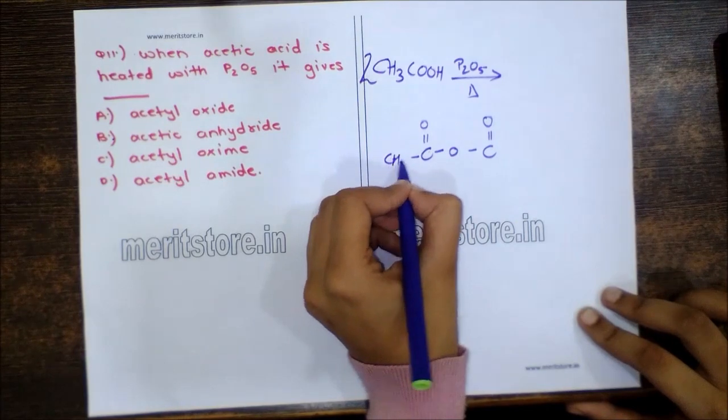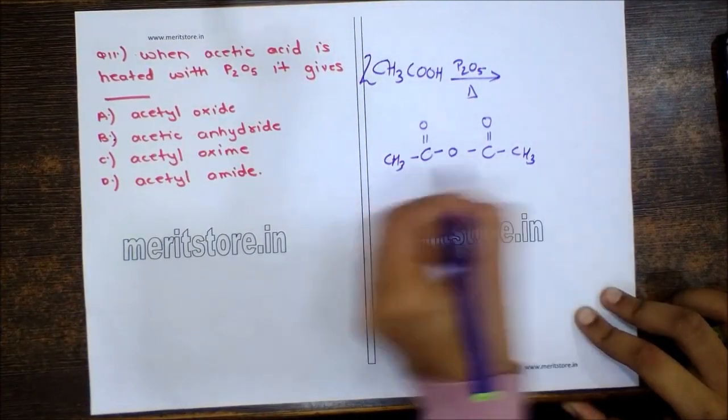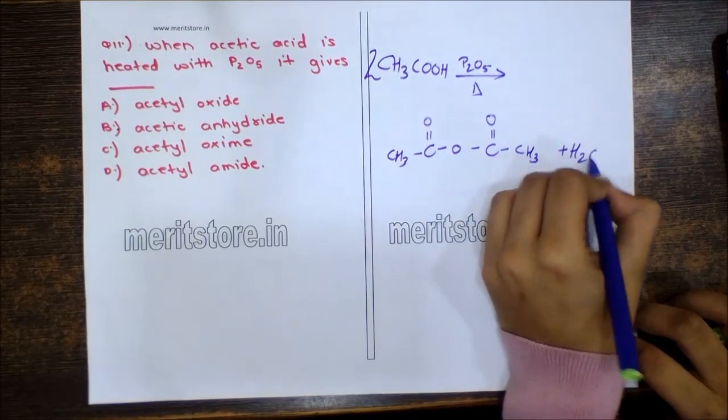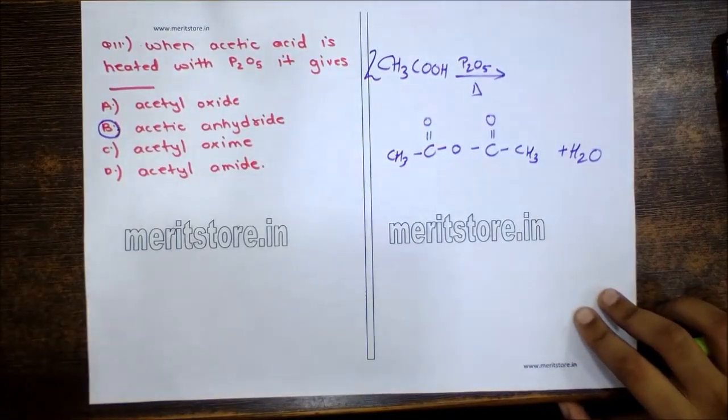With my CH3 and my CH3, this is my acetic anhydride, and plus it will give out water. Option B, acetic anhydride, is my correct answer.